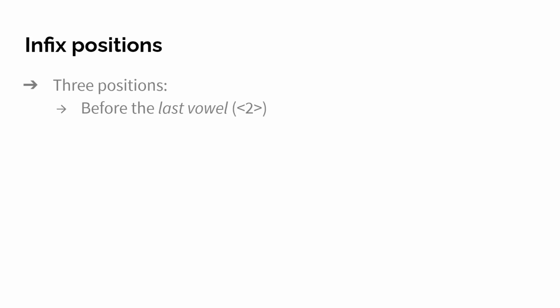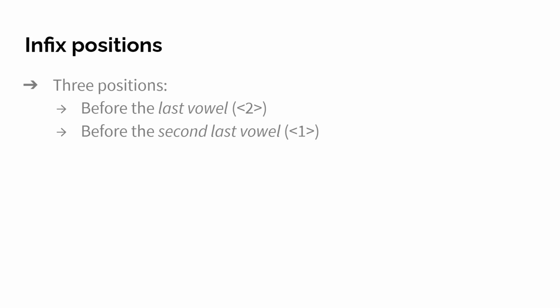Let's talk about infix positions, because now you know an infix has to go into a verb, but where to put it? In a long verb there are a lot of places where you could put an infix. The most important thing to keep in mind is that they always go before vowels, and then there are different infix positions. First we have one that is before the last vowel in the verb. That's what we call infix position 2. Then we have one that goes before the second last vowel. That's what we call infix position 1.